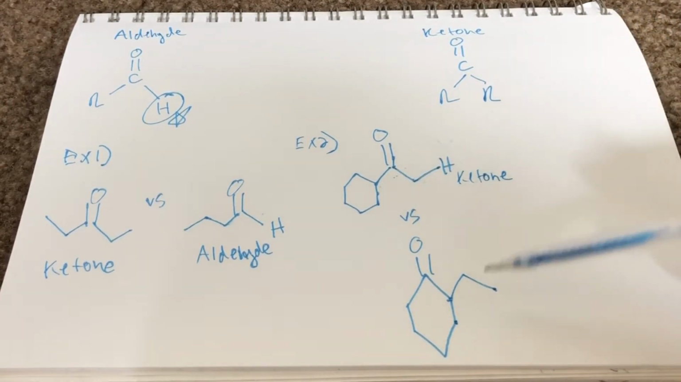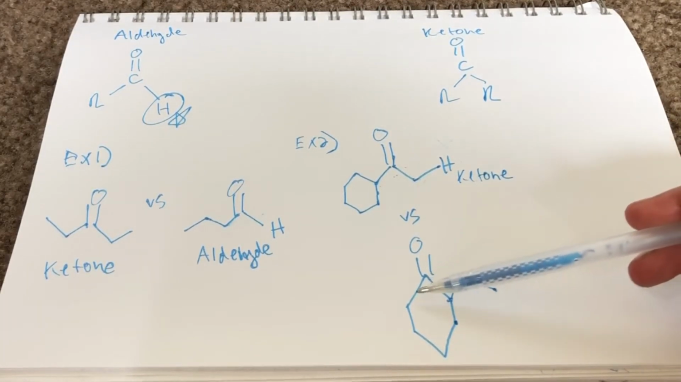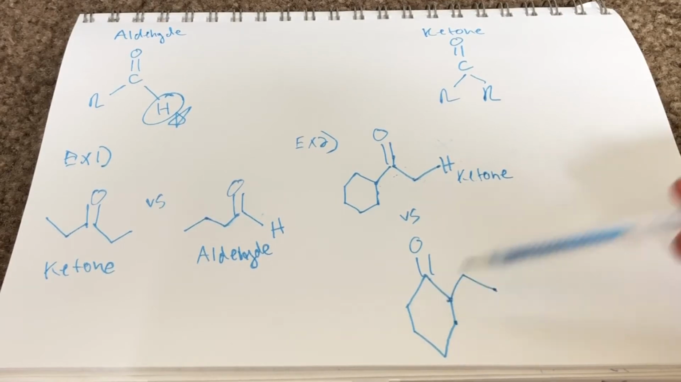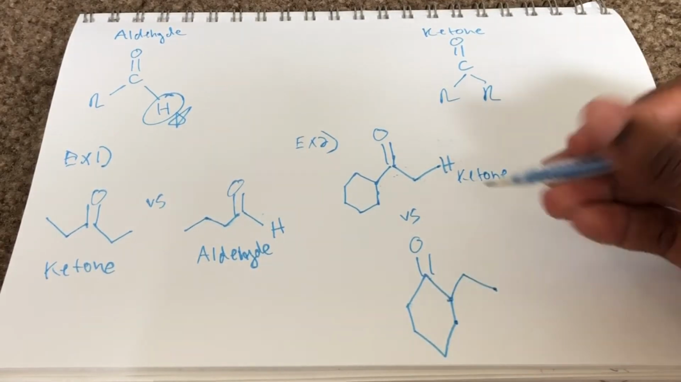Okay? So let's look at this example. We have our carbonyl group, we have our carbon, and again, we have two different R groups, all right? We don't have a hydrogen here or a hydrogen there, we have two different R groups, so therefore this would be a ketone.